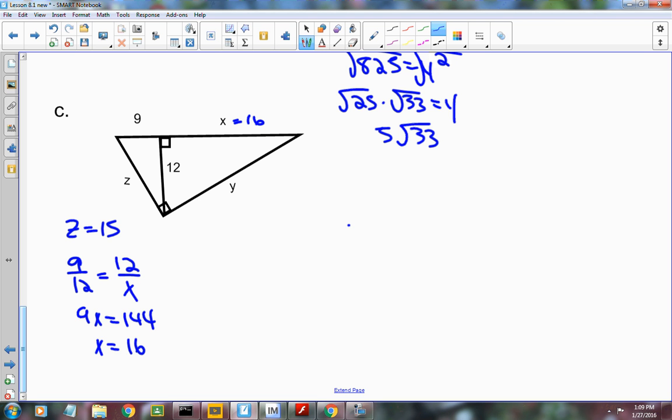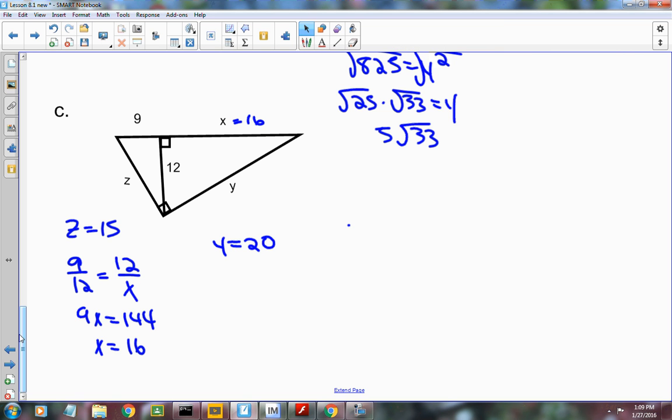Now, since this triangle was a triple of the family 3, 4, 5, and all these triangles are similar, what should be true about them? They're going to be all triples, aren't they? Okay? Of 3, 4, 5. So what are they multiplying through this time with? 4. 3 times 4, 4 times 4, 5 times 4, and so my y is 20.